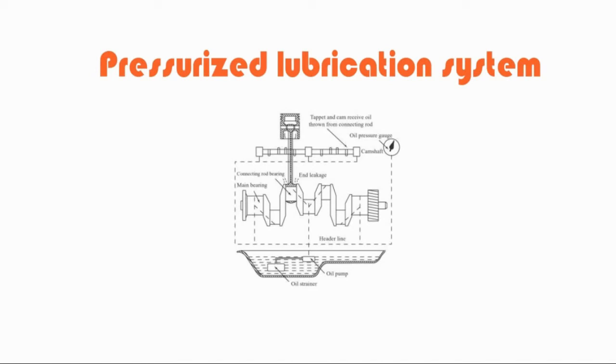A pressure gauge is provided to confirm the circulation of oil to various parts. This system provides sufficient lubrication to all parts, and is favored by most of the engine manufacturers. This is used in most heavy-duty and high-speed engines.